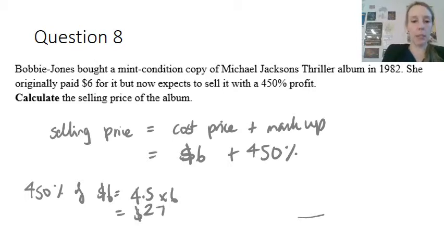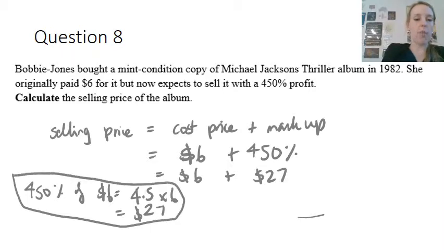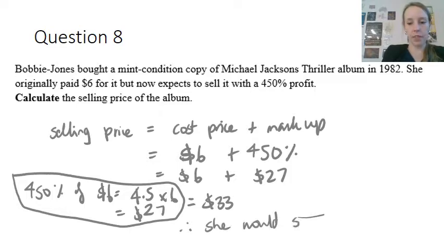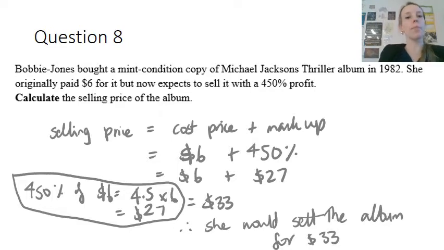So I can put that back into my formula. So that's $6 plus $27. Also, if you're doing this in your book, please don't do what I've done. Put this that I'm circling somewhere else, like over to the side, so you can continue this formula down the page. So $6 plus $27 will give us a total of $33. So therefore, she would sell the album for $33. There we go.